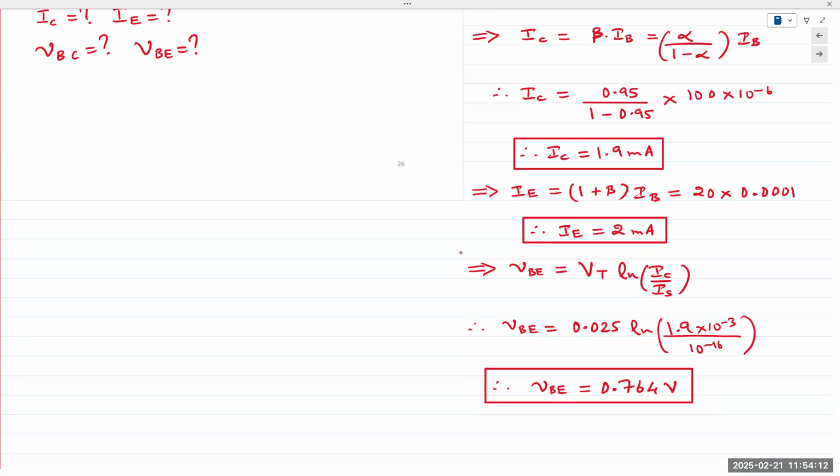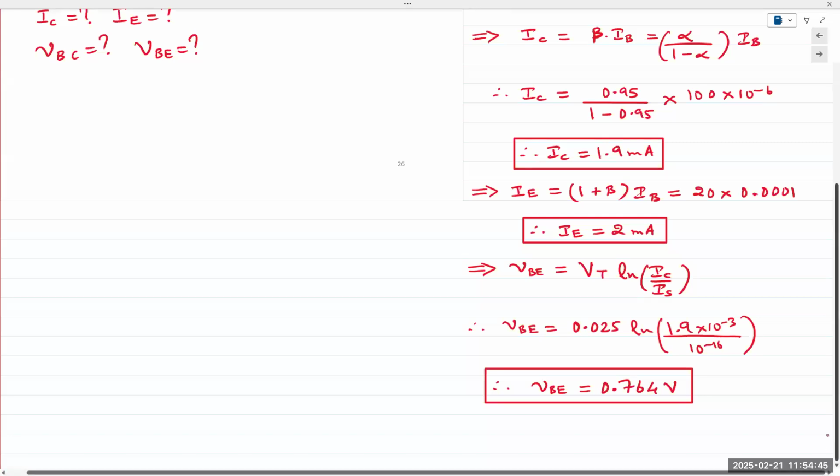Our assumption initially was 0.7. Our value turns out to be 0.764. Now we can go back and use this VBE to find IC again and keep iterating if we needed to. In this case, we don't need to, right? We already found the exact value for VBE. The current is also fixed because it's a 100 microamp current source. There's no other resistor in parallel with the current source to divert or reduce that base current.